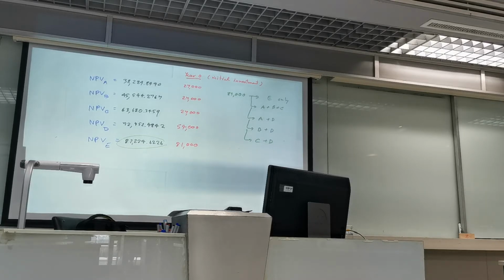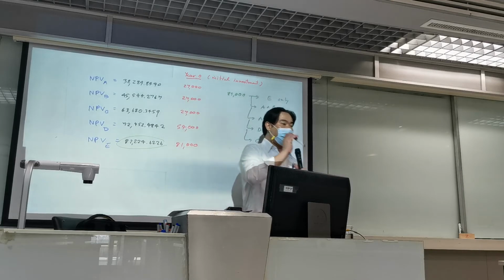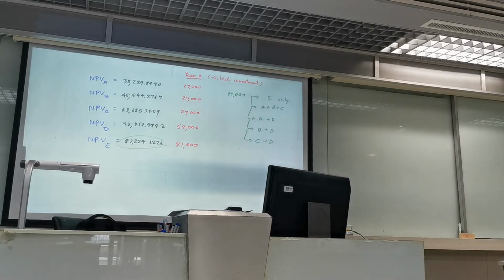Okay? So I just let you prove it by yourself that when you calculate the PI of these 5 projects, the PI of project E is not the highest among the 5 projects. That's why we are going to go for the other projects first. Okay. And remember, PI just helps you find out which project you are going to accept.